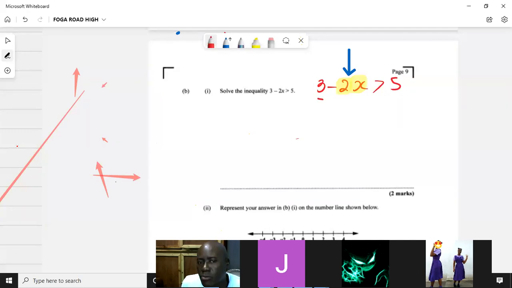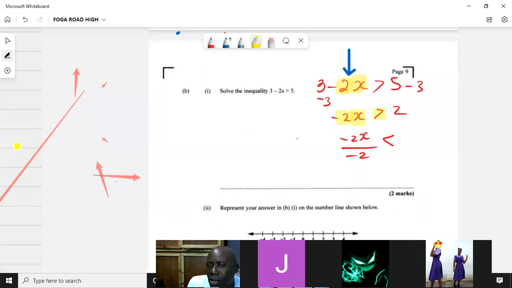So the intention is that we're going to subtract 3 from both sides. When you subtract 3, you're left with negative 2x greater than 2. All right? Negative 2x greater than 2. Now, if I am going to divide by negative 2, watch this now. In order to find x, I have to get rid of the negative 2. So that means I have to divide by negative 2. And that's why I said whenever you multiply or divide by any negative number, the sign turns around. Look at this one here, it turns around. So we divide by negative 2. That's why it shifts around.